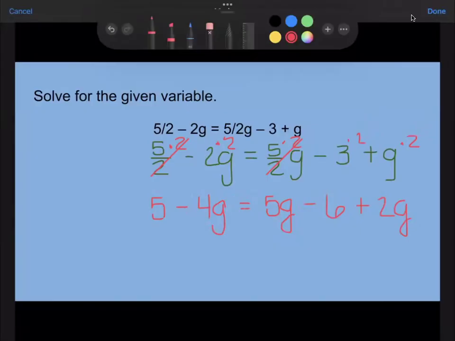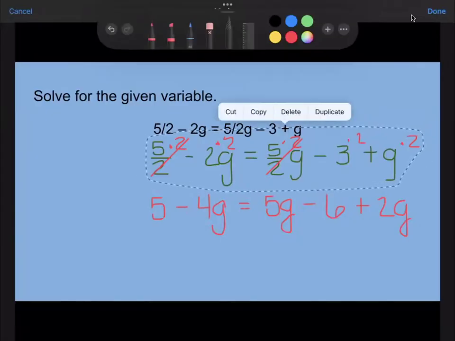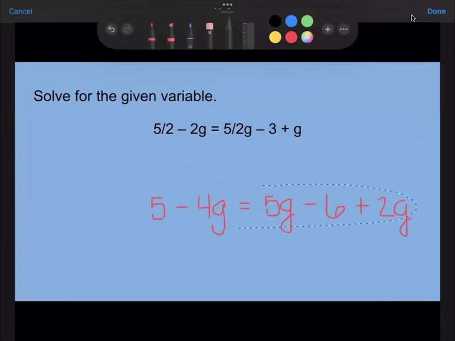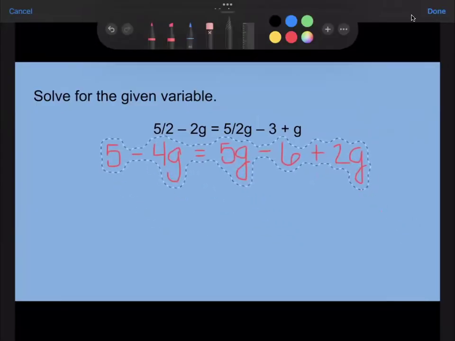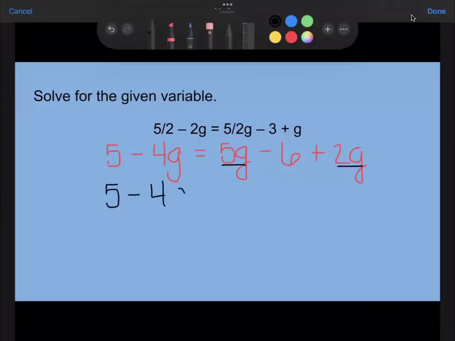Okay, so let's talk about how we can start to solve this. I'm going to erase this part here and move up the part I just wrote, just so I have a little more room. Like when we have variables on both sides, we need to combine those variables together on the same side. So I'm going to start gathering up my g's. On this side, I have a 5g and a 2g already on the same side, so I can just combine like terms there. So this is going to be 5 minus 4g equals 7g minus 6. All I did was combine the 5g and the 2g together to make it a little bit simpler.